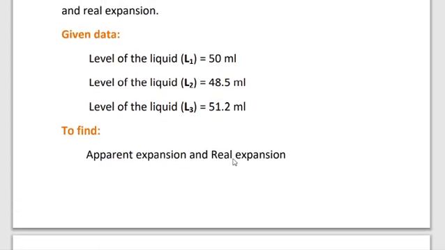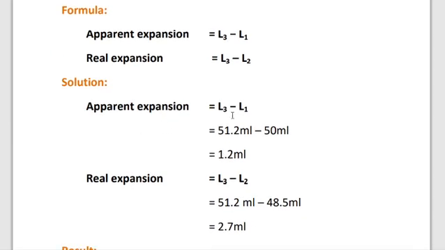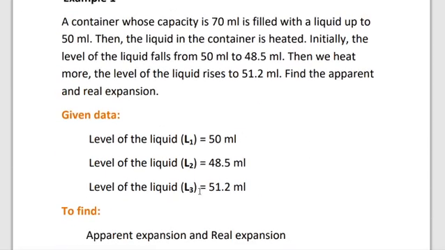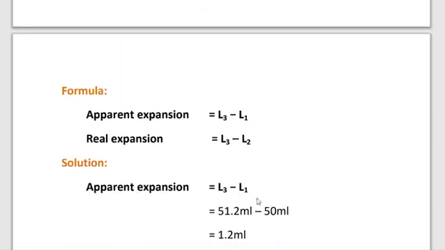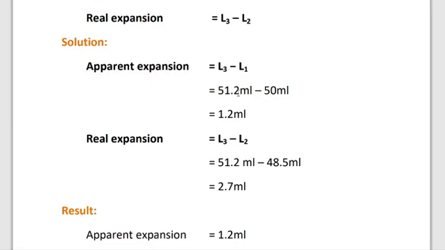So what is the question asked? Apparent expansion and real expansion. Formula for apparent expansion: L3 minus L1. Then real expansion: L3 minus L2. Substitute the values in the apparent expansion formula L3 minus L1. L3 is here 51.2 ml. So we already know L3 is 51.2 ml minus 50 ml. 50 ml is the L1. So 51.2 minus 50 means we get 1.2 ml is the apparent expansion.